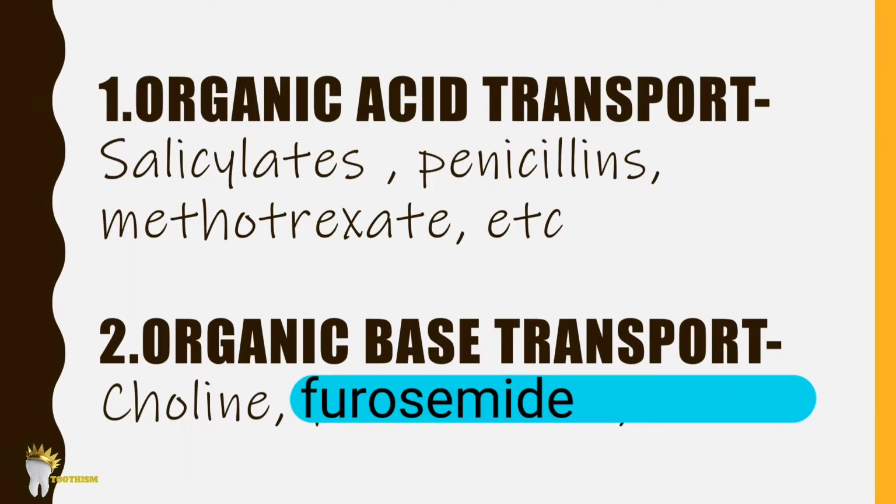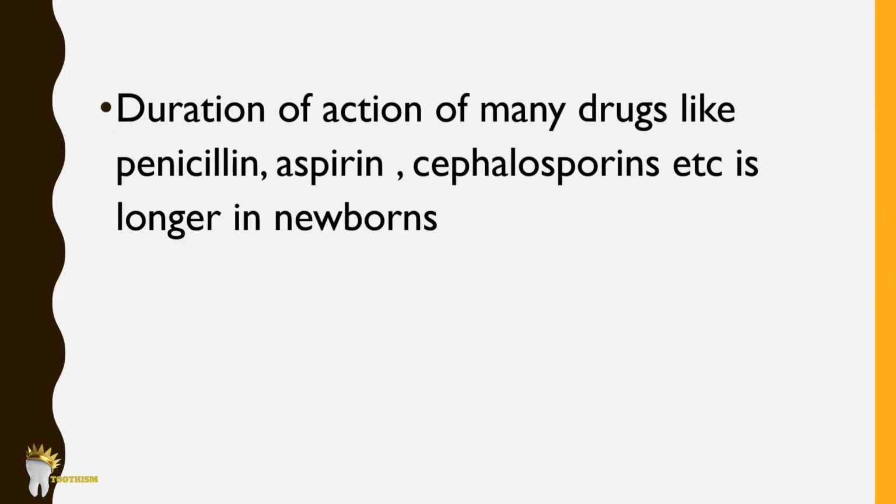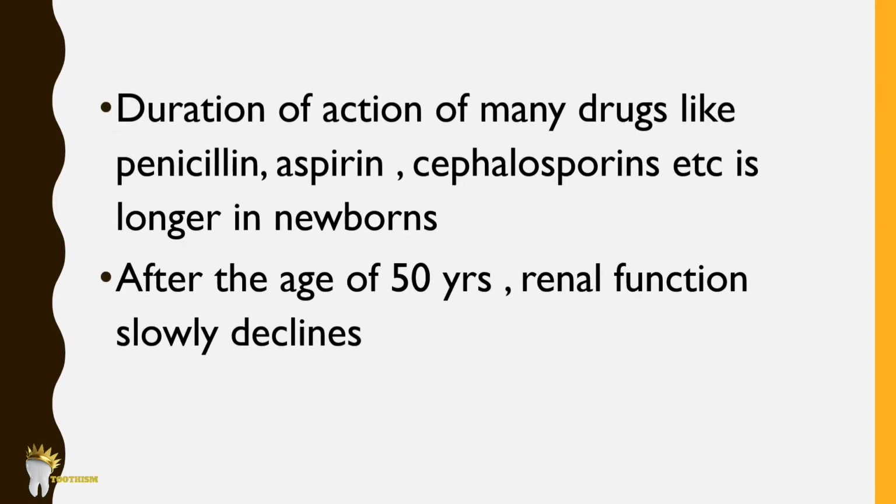Two systems are there for this transport. One that transports weak acids like salicylates, penicillin, methotrexate, etc. and the other that transports basic substances such as choline, furosemide, etc. So both these are active transport and drugs that use the same active transport compete with each other. Many drug interactions take place because of this competition for tubular secretion. The tubular transport mechanism is not so developed at birth.